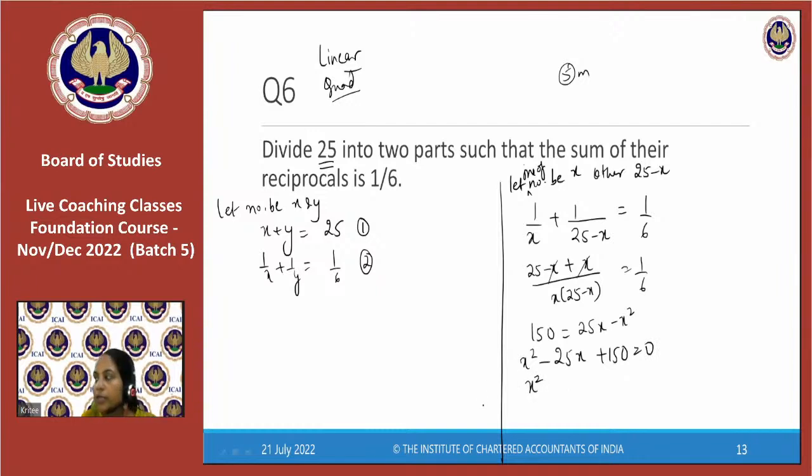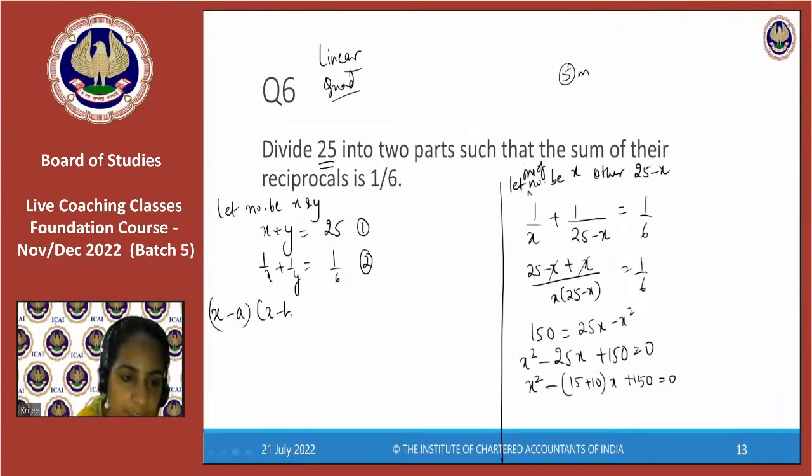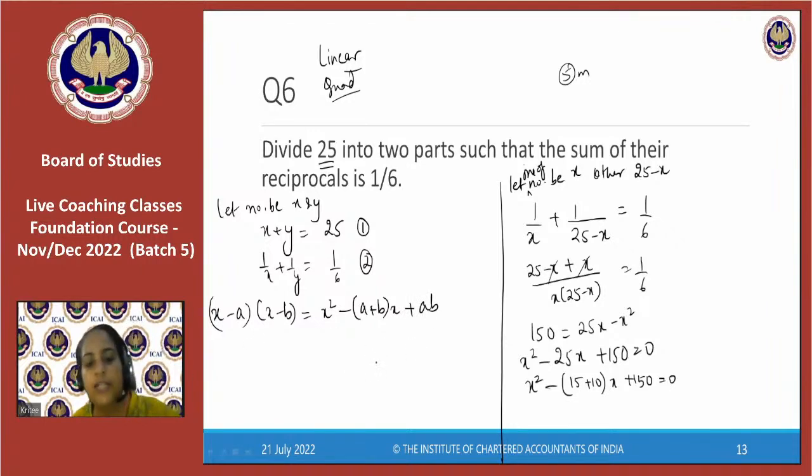I know another algebra formula. For those who have understood factorization and the D formula very well, this is a step ahead, one of the shortcuts that I personally use. So 25 can be derived from 15 and 10: x square minus (15 plus 10) into x plus 150 equals 0. I don't know if you remember, there was this algebra formula: x minus a into x minus b is equal to x square minus (a plus b) into x plus ab.